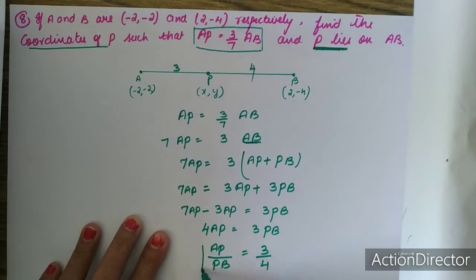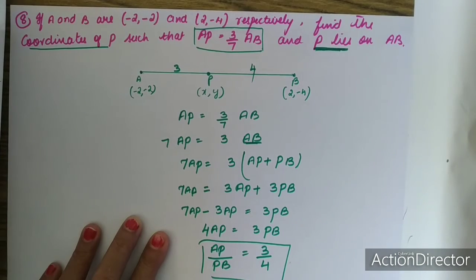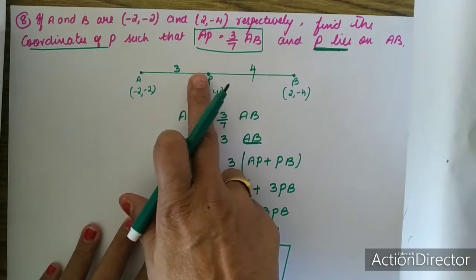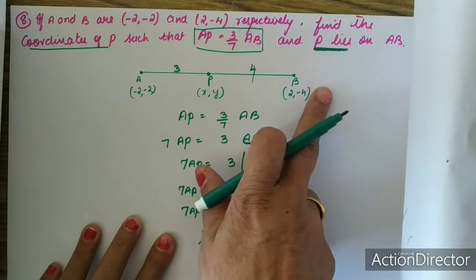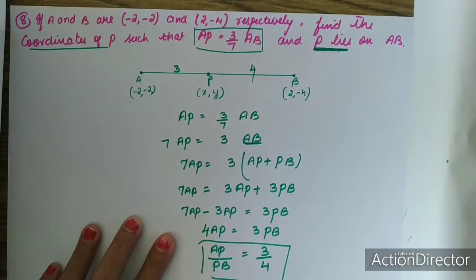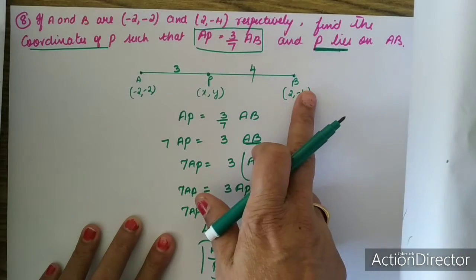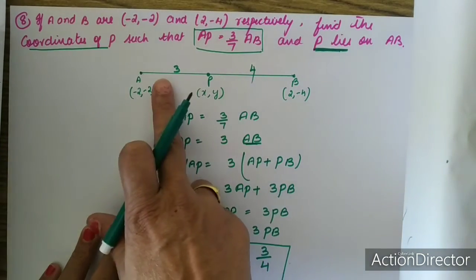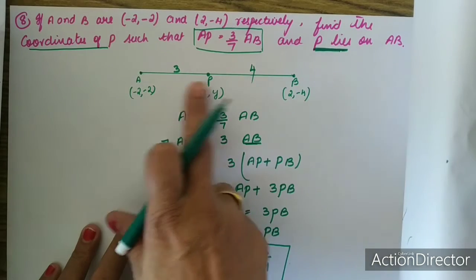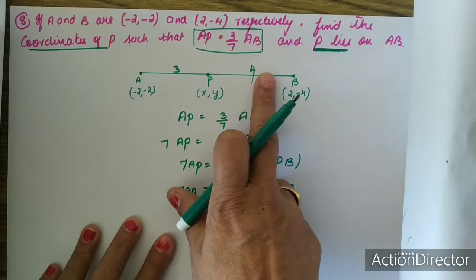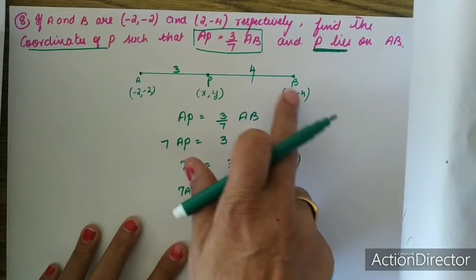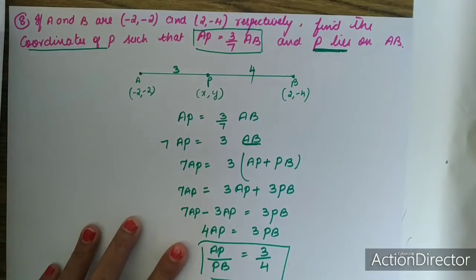So this first you have to derive. This part you have to understand over here. It is not 3:7. AP is equal to 3 by 7 of AB. So you have to read the question carefully and first find PB. So I found PB to be equal to 4. That is, the ratio of AP upon PB is equal to 3 upon 4. The ratio of AP upon PB is equal to 3 upon 4.